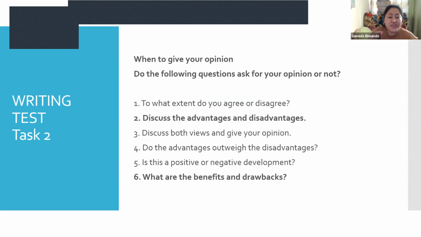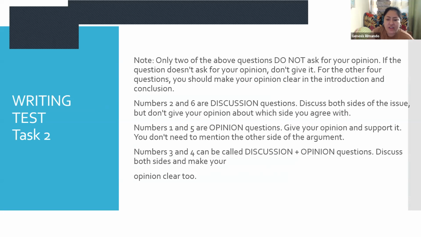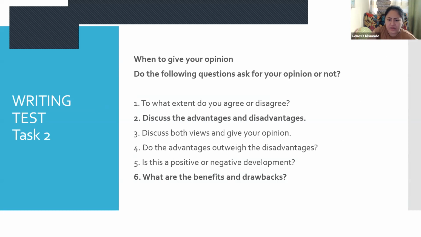Okay, when do you give your opinion? Only some types of questions ask you to give your opinion. Only 2 of the above questions do not ask for your opinion. Number 2, discuss the advantages and disadvantages, and number 6, what are the benefits and drawbacks? These types of questions do not ask for your opinions.